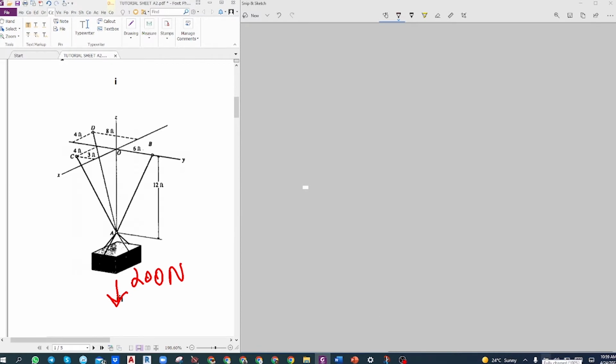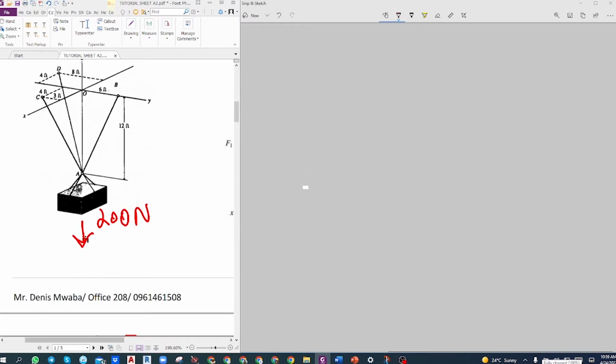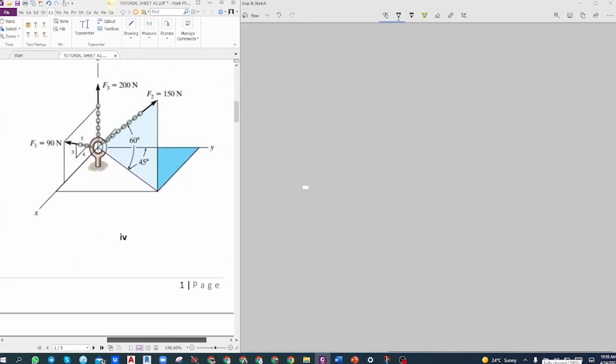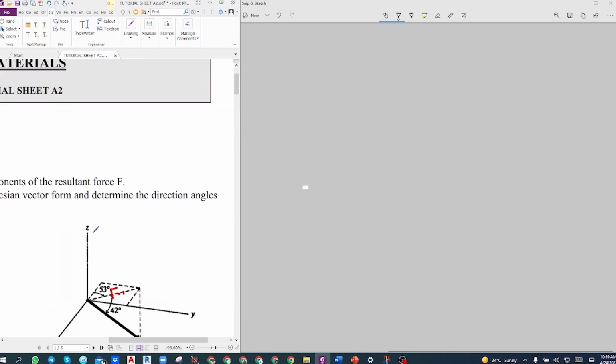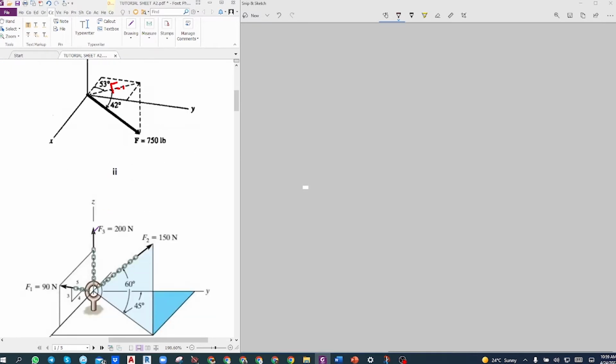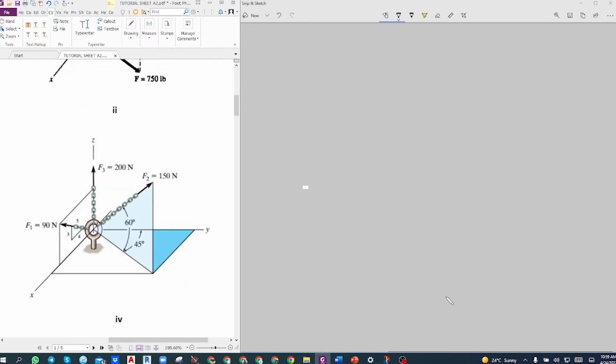So we'll go to question 4. Okay. So this question 4, again, we are supposed to find the resultant of this force. With this, all of us must really be able to see and know where the resultant will be.